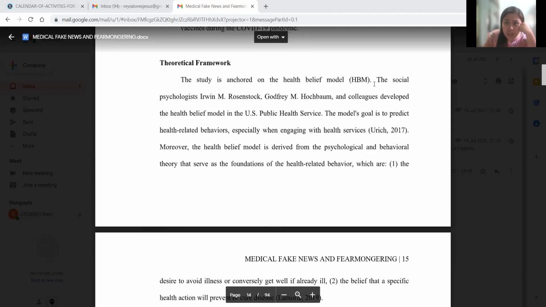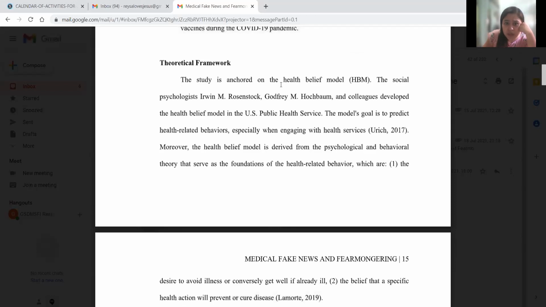This is the theory, the health belief model, and it was developed by Erwin M. Rosenstock, and this other one, I don't know how to pronounce. Then you discuss the content of that theory, and why you said it is related to your study.